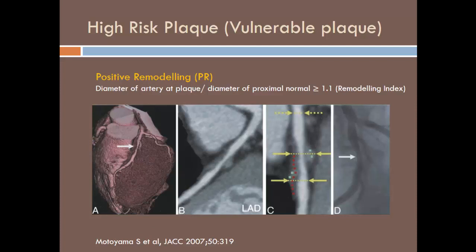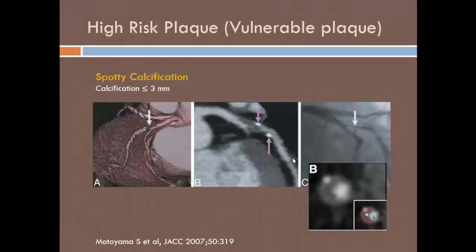And this is an example of positive remodeling, where you see the artery in the region of the plaque is expanded compared to the artery proximally and distally. One can measure the maximum diameter of the artery from the external lamina to external lamina, and compare it with the diameter of the artery where there is no plaque. If the ratio is more than 1.1, then that particular segment is supposed to have been externally or positively remodeled.